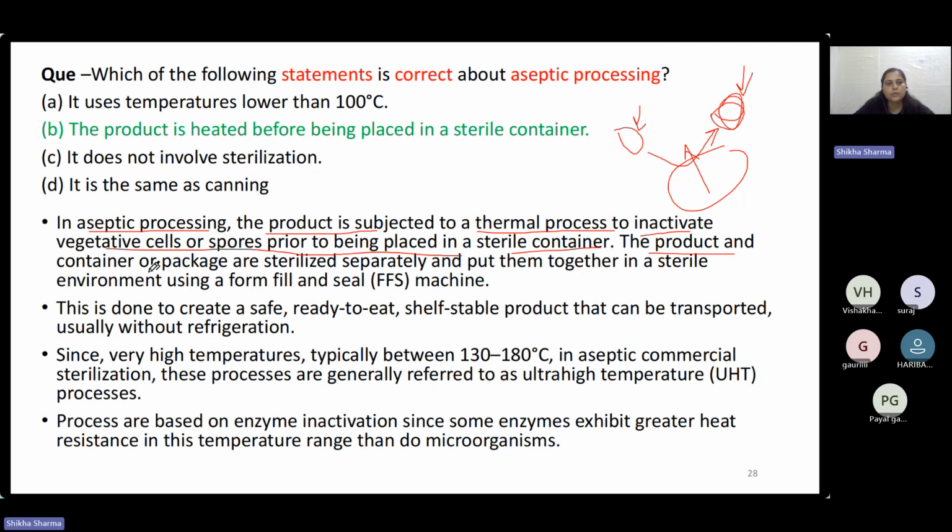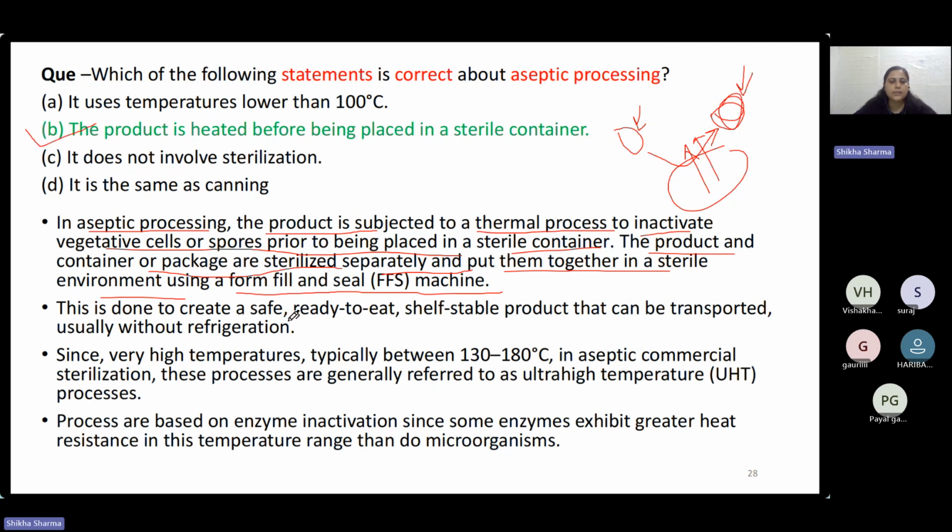The product and the container or the package are sterilized separately and put together in a sterilized environment using a form fill seal machine. So it is a continuous process where the food product is heated separately and the container is sterilized separately, and then finally they are put together in a sterilized condition so that no microorganism can grow or come into the food product or stick to the container. So B is the correct answer.